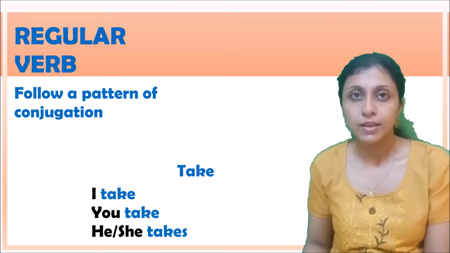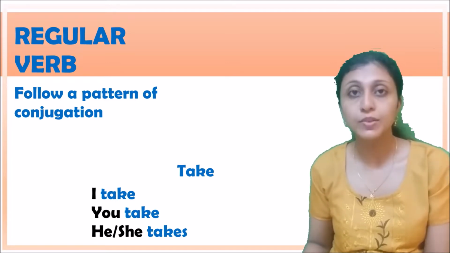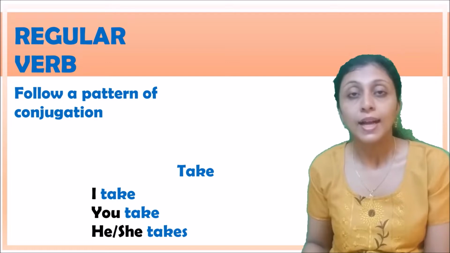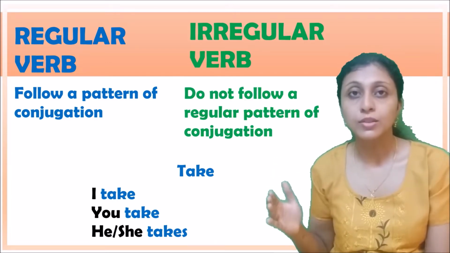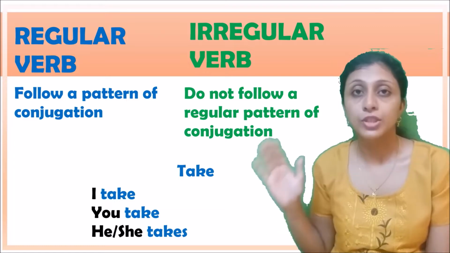There is a pattern that is followed in the conjugation of a regular verb. It would remain the same, whereas an irregular verb has got different forms of conjugations. They do not follow the general pattern.